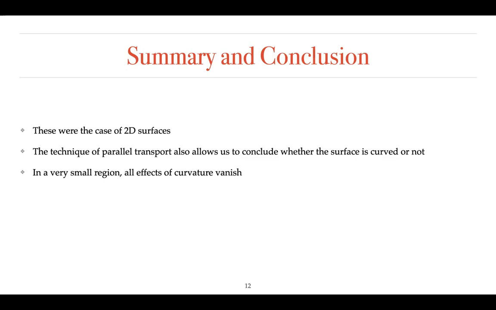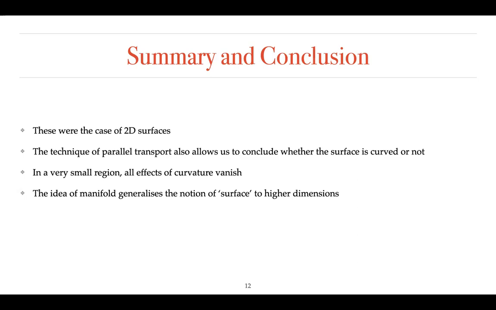Of course, you can check it on the surface of the Earth, because we cannot make such large triangles. The surface of the Earth can be very well approximated in a very small region as a plane. So whatever triangle you draw, you will always get the sum of its angles equal to 180 degrees.